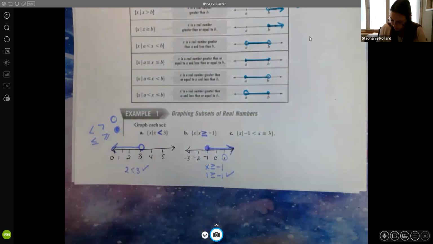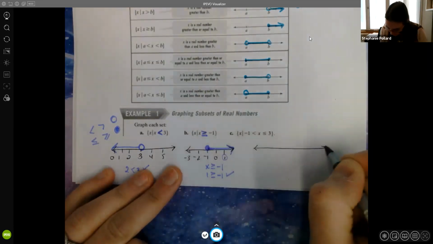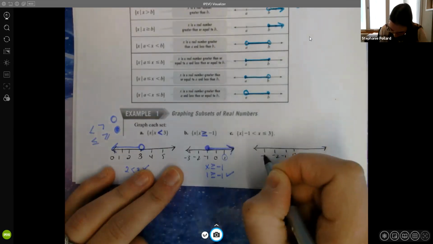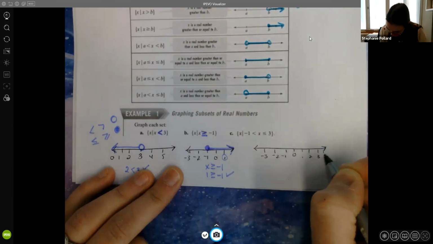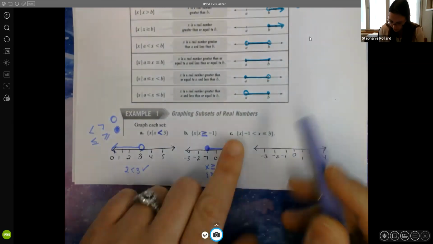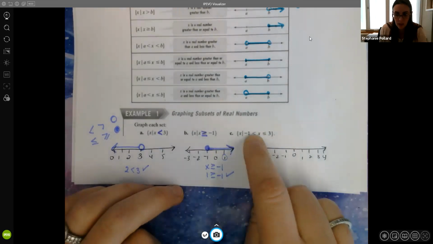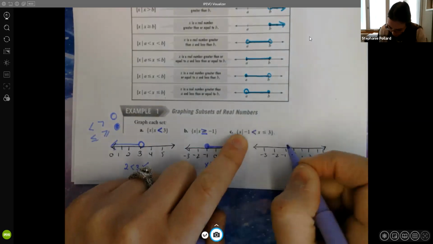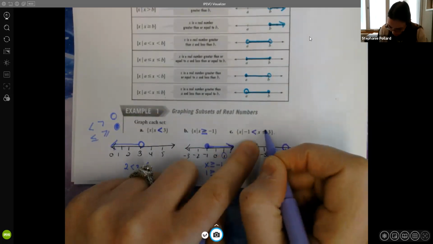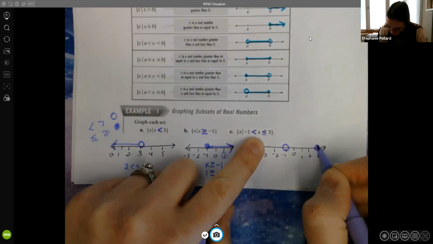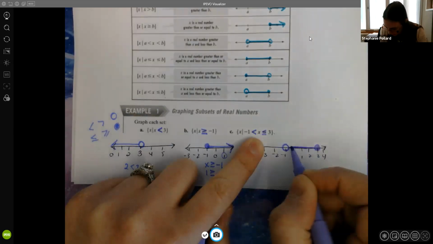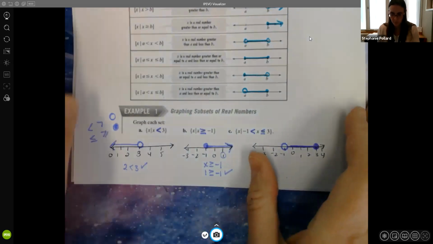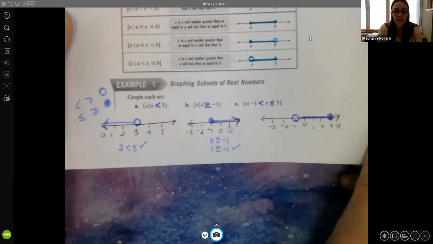And then finally here, I have to go from -1 all the way to 3. And notice that x is being sandwiched in between. So I'm shading in between these two numbers. On -1, I have a strict less than, so I'm going to use an open circle. And then on 3, I have a less than or equal to, so I'm going to use a closed circle. So I'm shading right in here. Okay. Now, that's how we're going to write our answers.